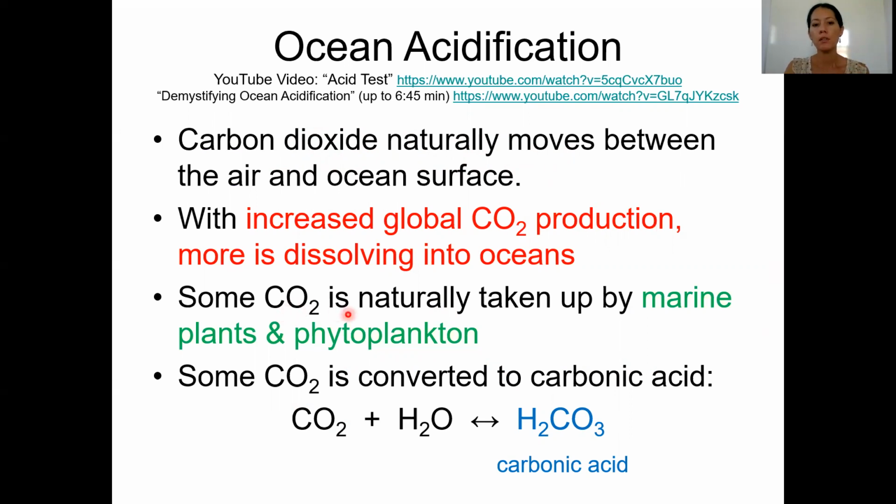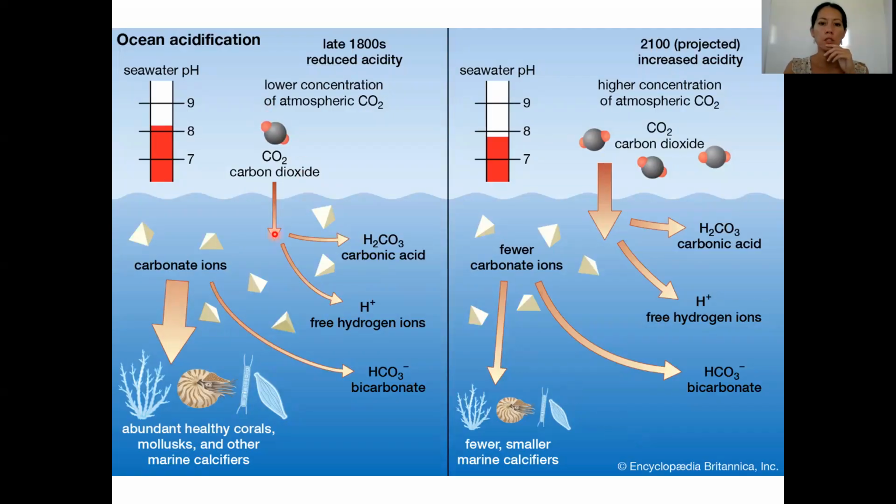Under normal circumstances, marine plants, phytoplankton, they naturally use the CO2. However, one problem is some of that CO2 in water is converted to an acid, carbonic acid. So normal situation, you get some carbonic acid. Just to let you know, marine animals, they use carbonate to build their shells. But if there's H+ from carbonic acid, that H+ is going to react with carbonate and basically take it away from the marine animals that need it.